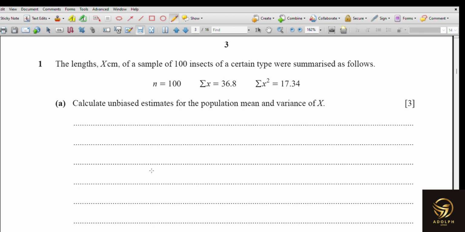It is simple, as we are aware that the formula for x bar is summation x by n. Accordingly, the given value is 36.8 divided by 100. So the x bar value we are getting here is 0.368. So we find the population mean.